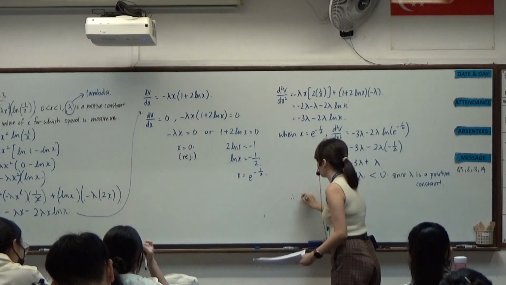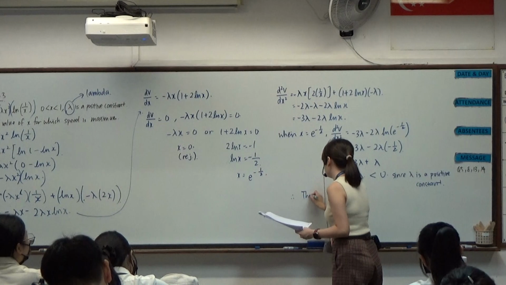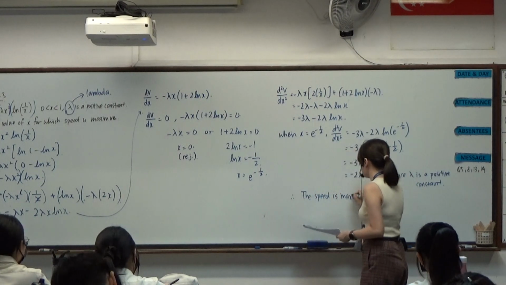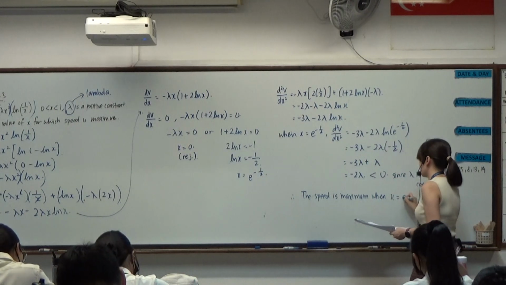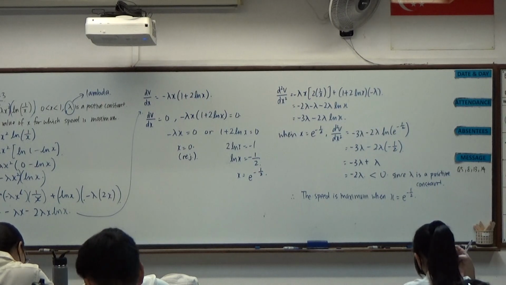And therefore, the speed is maximum when your x is equals to e to the power of negative half.